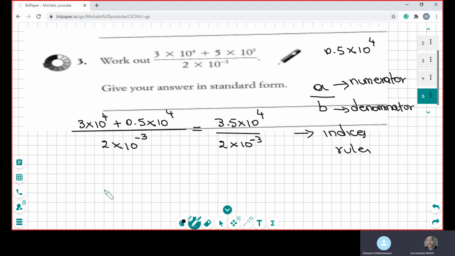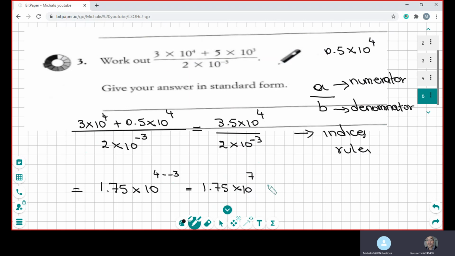So in this case, the fraction is 3.5 divided by 2, and I can use a calculator. So 3.5 divided by 2 is 1.75 times 10 to the power of 4. Because I subtract a negative power, the power changes into a positive sign. So I have 1.75 times 10 to the power of 7.